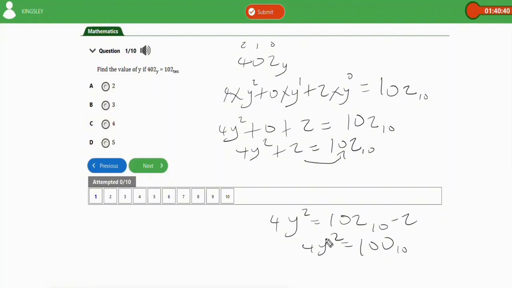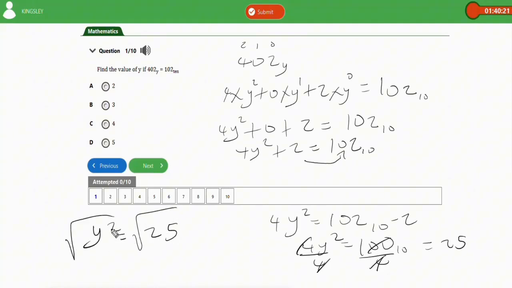So you need to make y the subject of the formula here. So firstly, let's see what we're going to divide. 4 can divide, right? Divide both sides by 4. 4 cancels itself, and 4 into 100, we have 25. Now we are left with y square equals 25. Okay, take the square root of both sides. The square cancels the square root. So square root of 25 will give you 5. So the correct option to this question is option D, which is 5.